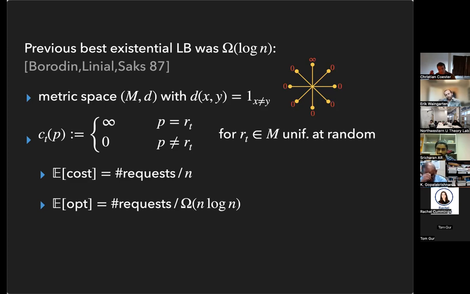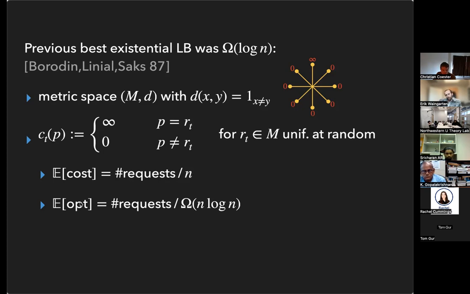So this means that every algorithm, whenever it is at the location that gets the infinite cost, has to move to some other point. So what is the cost of the online algorithm? Well, in every step, the probability that the algorithm gets hit by the cost function is 1 over n. And if that happens, then it has to move to some other point. So it has to pay cost 1 with probability 1 over n for each request. Therefore, the expected cost of any online algorithm is the number of requests divided by n.